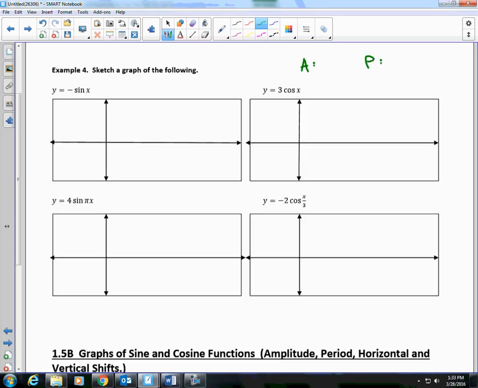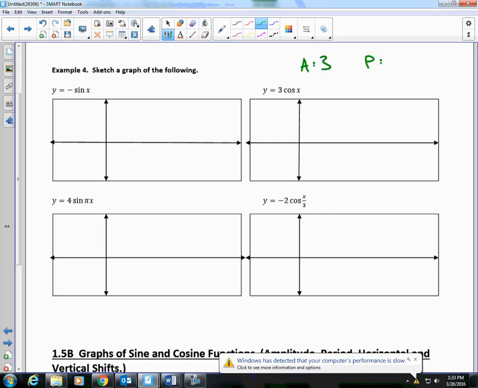We will identify the amplitude and the period for each one. Today we are just focusing on amplitude and period. Amplitude is the absolute value of the number in front of sine or cosine. For this one right here, y equals 3 cosine of x, what will the amplitude be? 3.